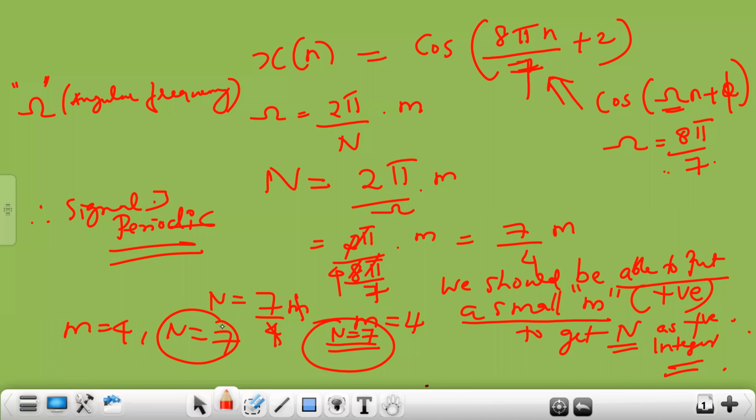Why is it periodic? Because we are able to put a small positive integer for m, so that the n will also be a positive value.